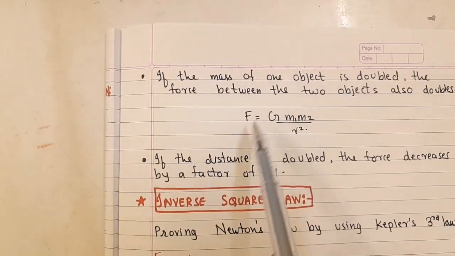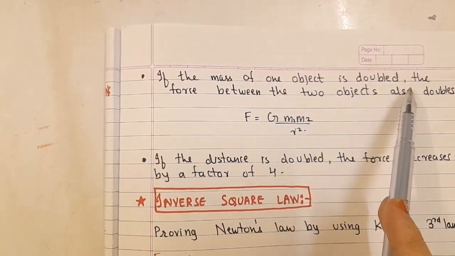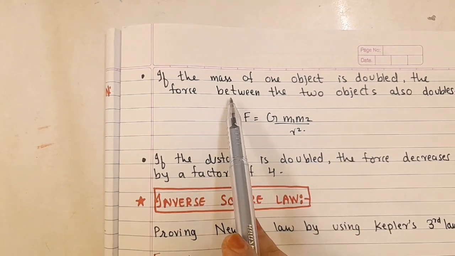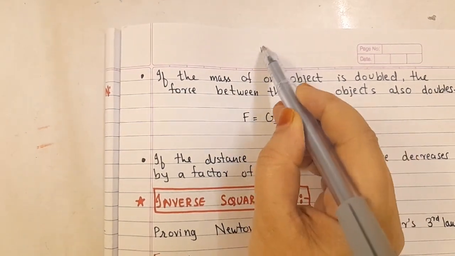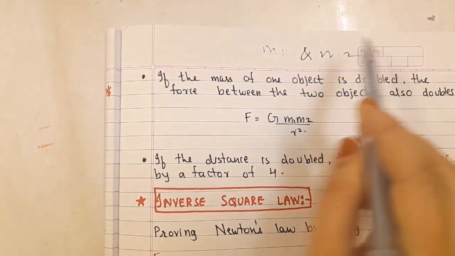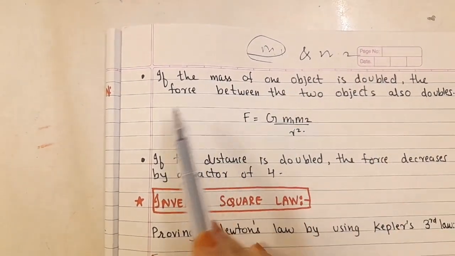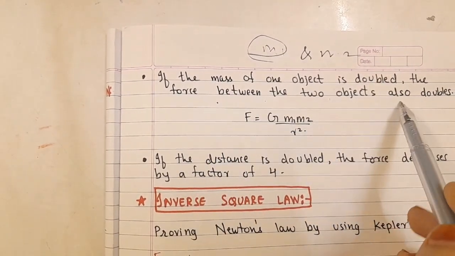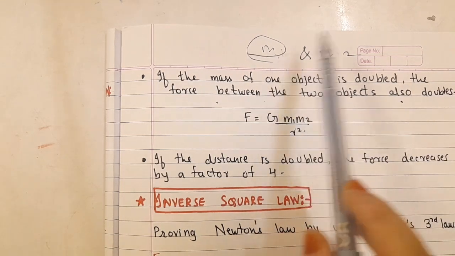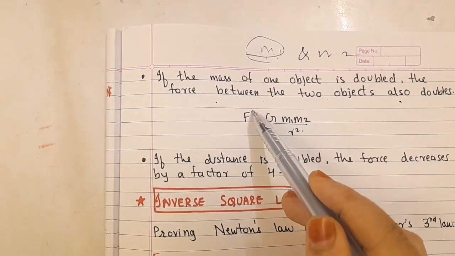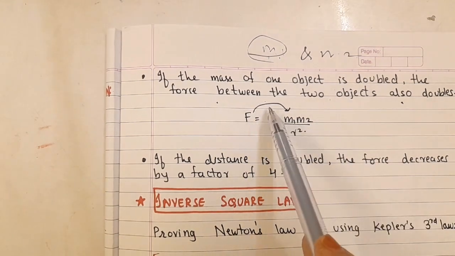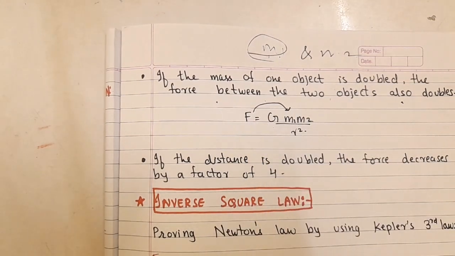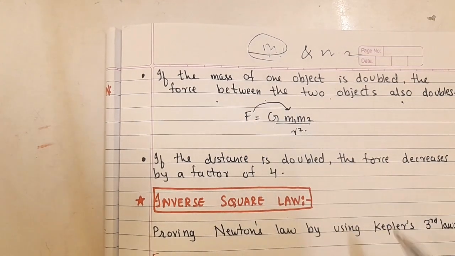Now, if the mass of one object is doubled, what happens? We have two objects, m1 and m2. If the mass of one object is doubled, the force between the two objects also doubles. Why? Because the masses are directly proportional to the force. So if the mass is doubled, then the force also gets doubled.